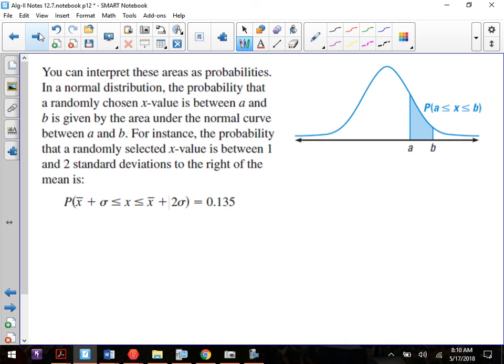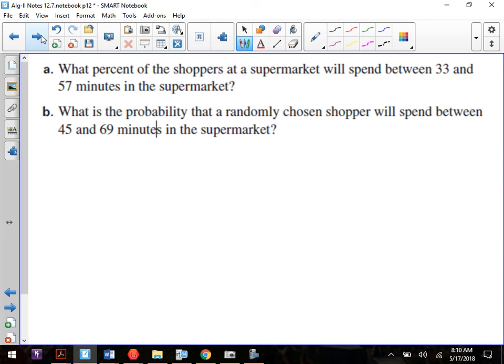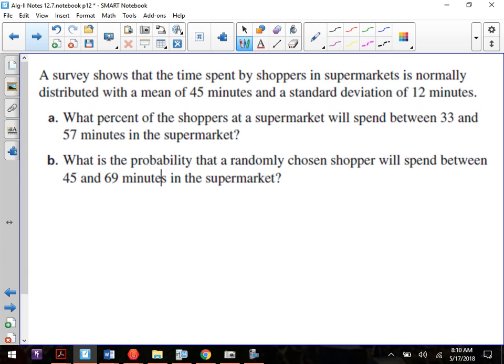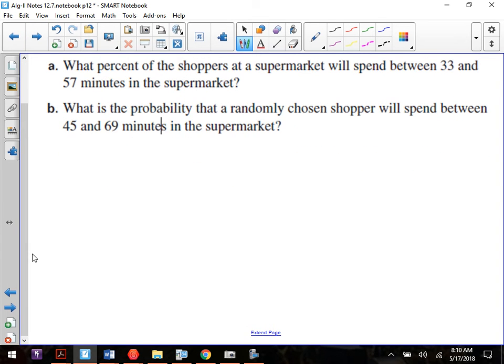What happens then is that you can do this. A survey shows that the time spent by shoppers in supermarkets is normally distributed with a mean of 45 and a standard deviation of 12. So that tells you that the average amount of time someone spends in a grocery store is 45 minutes. So that tells me that I can put my average in the middle at 45. It says that it has a standard deviation of 12, which means if I move over 1 standard deviation, how many minutes did they spend?